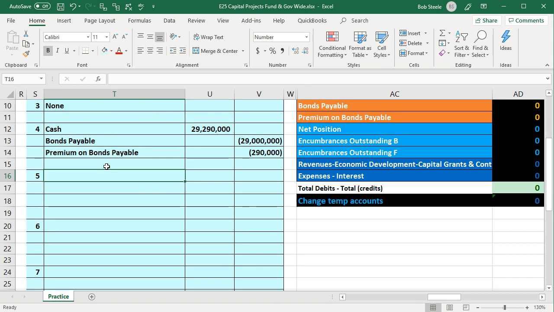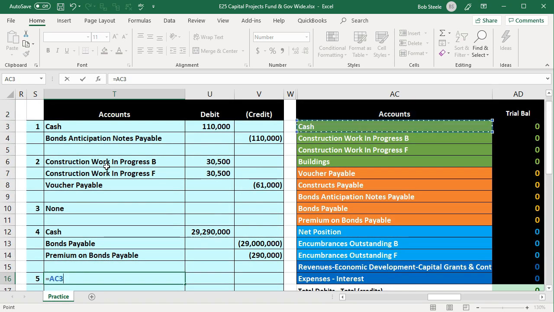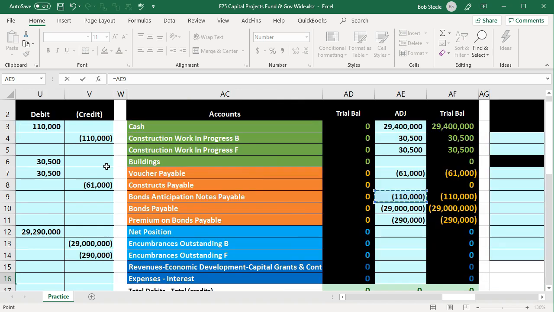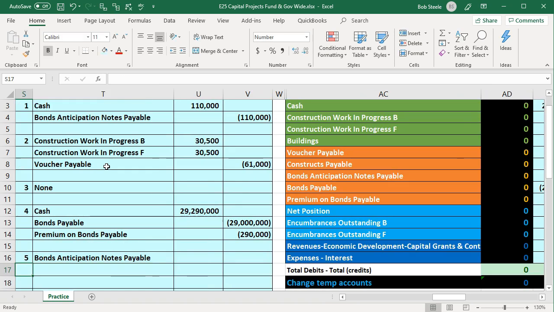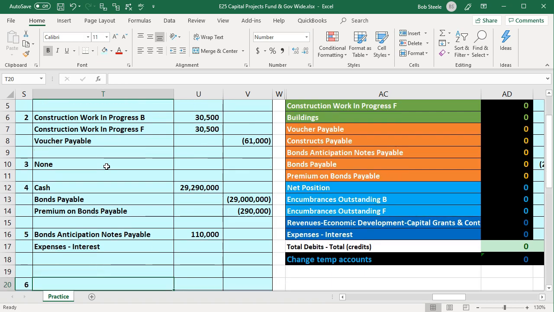We are on T16. We're going to say that this is equal to, and we'll scroll up to the bond anticipation note. So the bond anticipation note is here. It's on the books at 110,000. It now needs to go off the books because we're going to pay it, and it goes away when that happens. So it's going to be a debit of 110,000, and then there's going to be an expense of the interest.